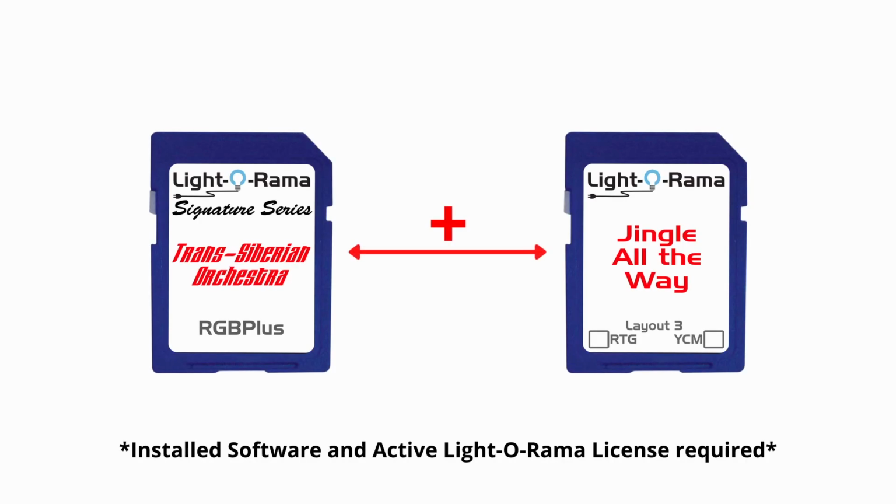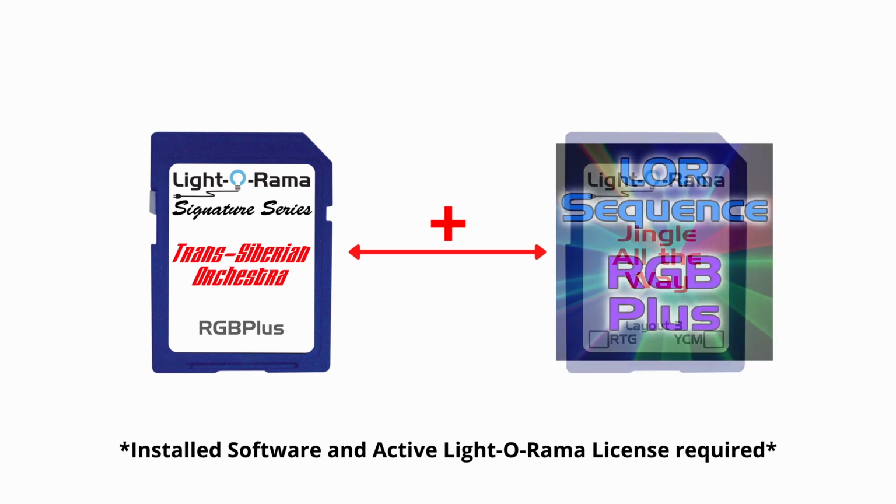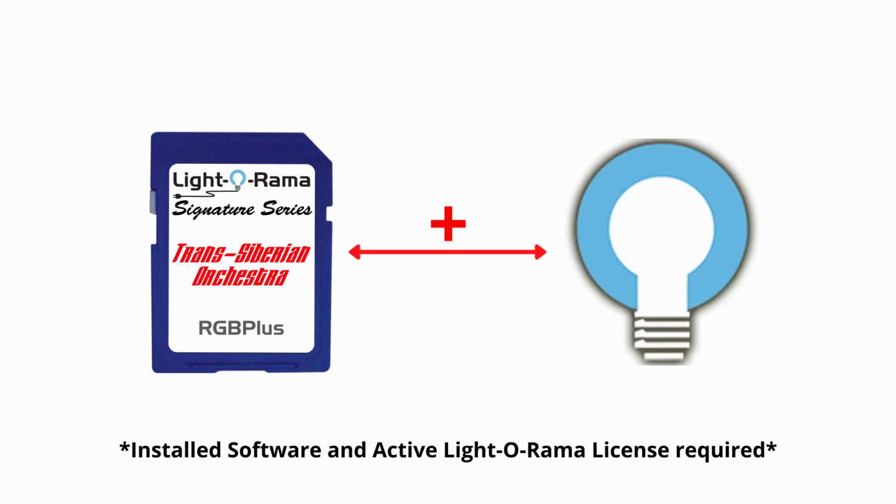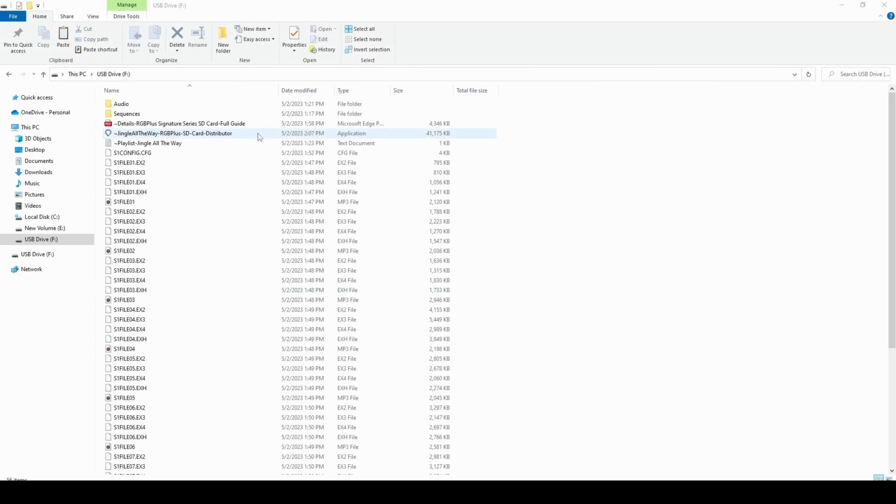In this video, we'll discuss how to combine multiple Light-O-Rama SD card playlists and other purchased sequences, or an SD card playlist with sequences you've created on your own. The first step is to insert one of the SD cards you'd like to combine with other sequences or SD cards. You'll see it appear under This PC on the left-hand side of your file explorer.